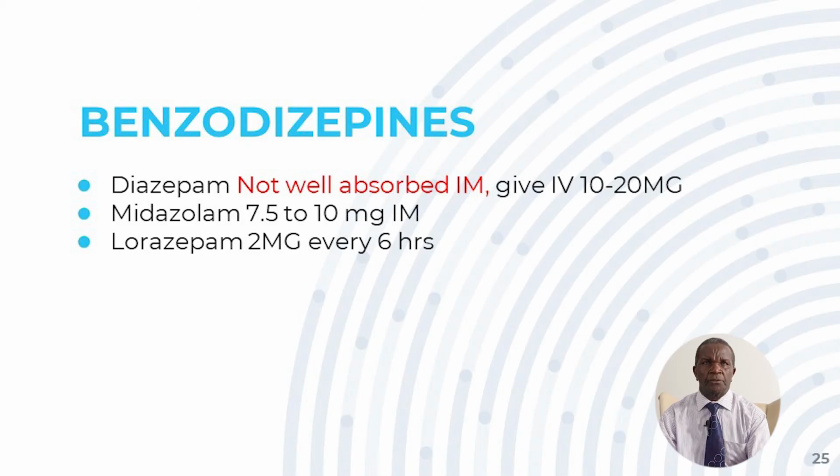If you choose to use diazepam, then diazepam is not well absorbed when given as intramuscular injection, so you have to give it intravenously, 10 to 20 milligrams. You can also use midazolam, 7.5 to 10 milligrams intramuscularly. Midazolam can also be given intravenously. We can also give lorazepam, 2 milligrams every 6 hours.